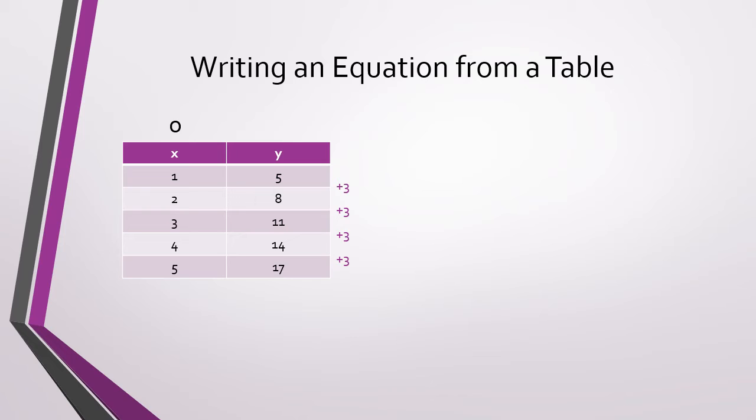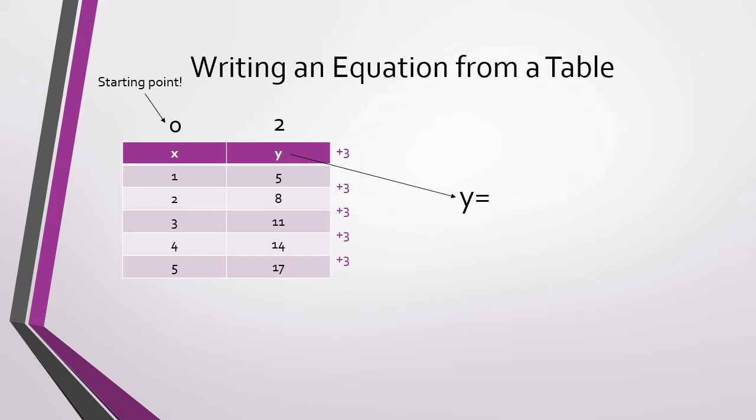So for example, in this case, when x is 1, y is 5. But because we're going up by 3 each time, we can backtrack: what plus 3 would have given us 5? Well, 2 plus 3 would have given us 5. So that 0 value is 2. This is our starting point, where our graph starts at x equals 0. Like I said, sometimes that's already given to you. 0 might be in your column for x's, and then you don't have to find it. But if you can find that starting point, then your equation looks something like this.